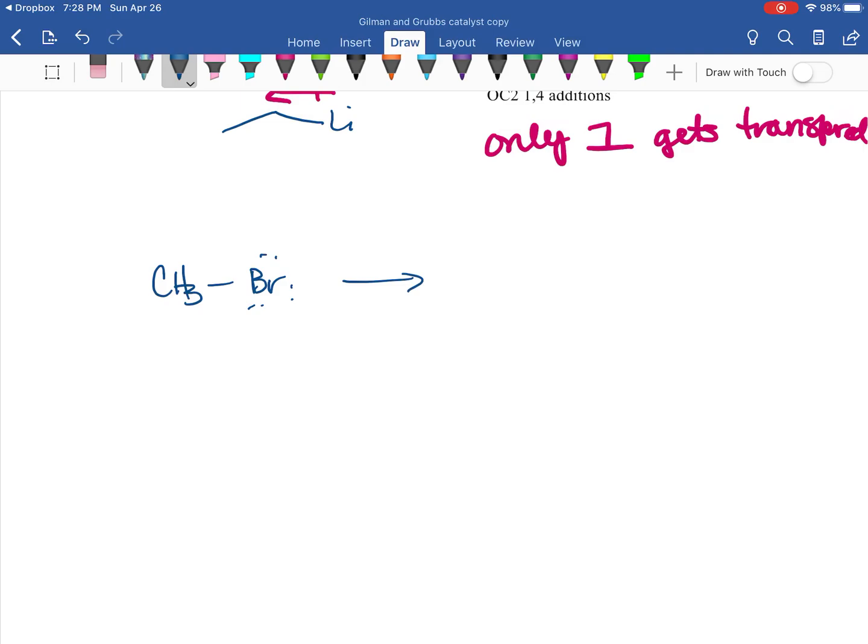Let's take this and let's apply it. What are Gilman reagents good for? Well, what if I take simply a methyl bromide?